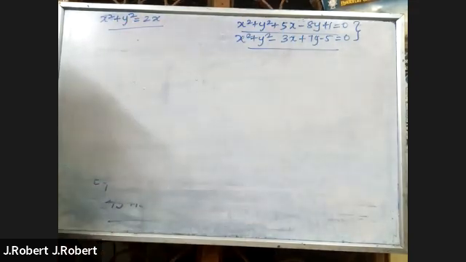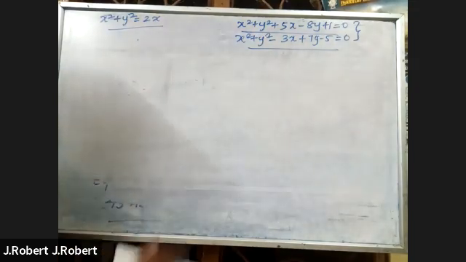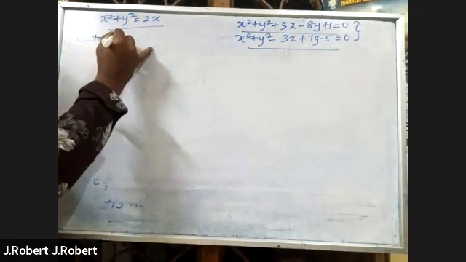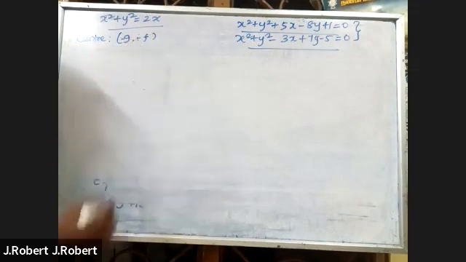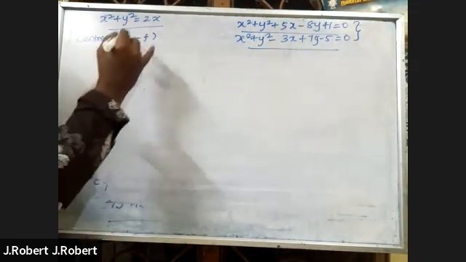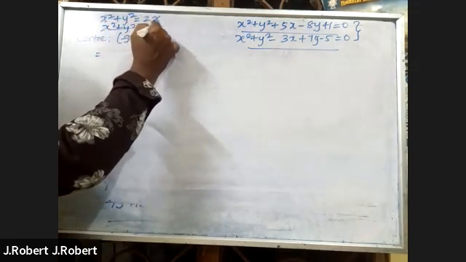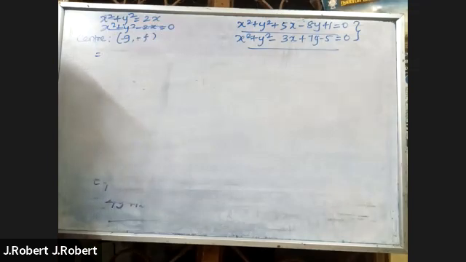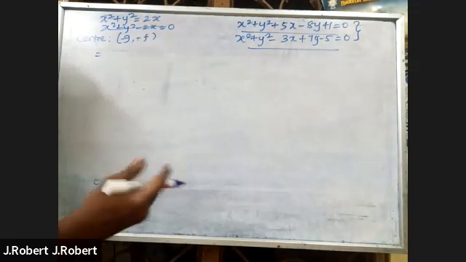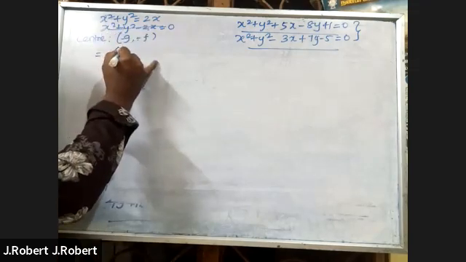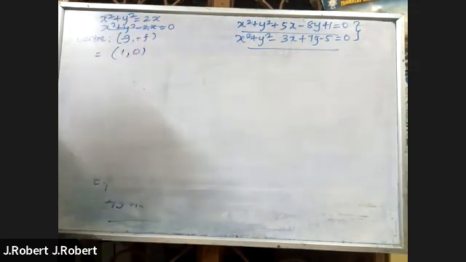I am going to use the distance formula, ax1 plus by1 plus c divided by root of a square plus b square. First I find the center. The center of this circle is minus g, minus f. The equation is x square plus y square minus 2x equal to 0. Here f is 0, and g is minus 1, so minus g is 1. The center is 1, 0.